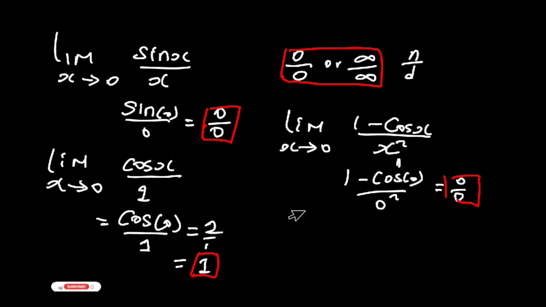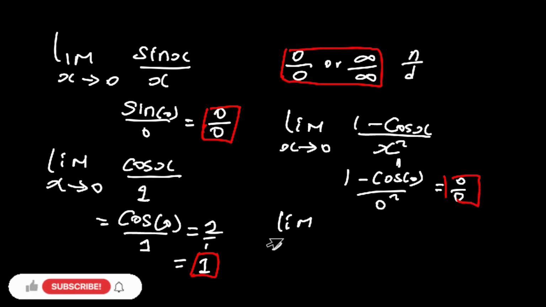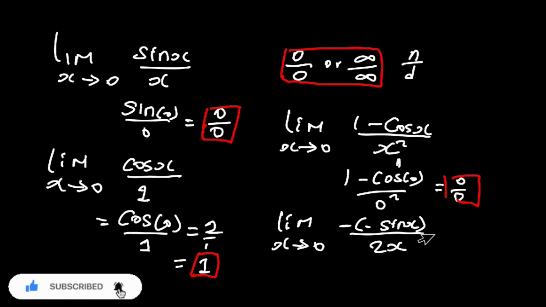So we're now going to have limit as x approaches 0 of the differentiation of 1 minus cosine x. Now if we differentiate this one, which is a constant, we get 0. Now let's bring out this negative sign. If we differentiate cosine x, you're going to get negative sin x. So this will be over, if we differentiate x squared using power rule, we're going to get 2x. So this is equal to minus times minus is plus. We have sin x over 2x.